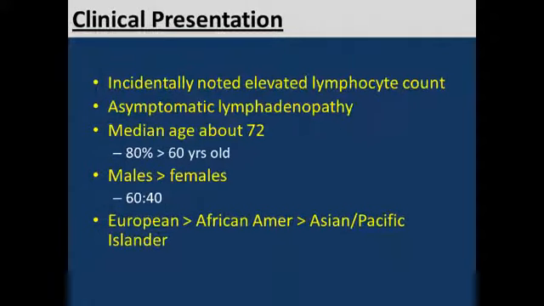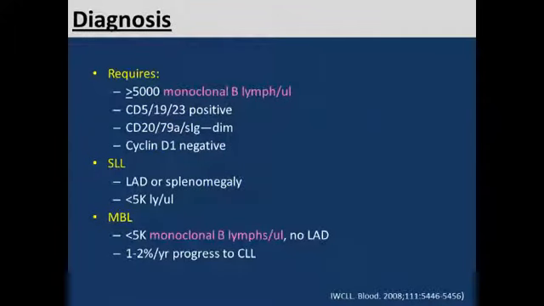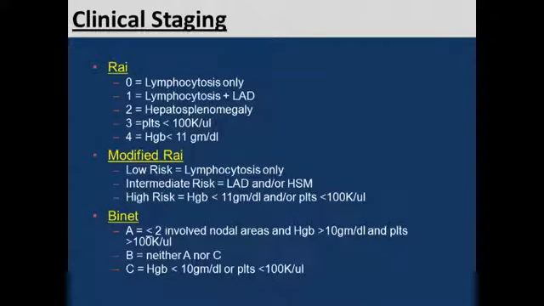So let's see, the clinical presentation of CLL is usually patients have an incidentally noted elevated white cell count or asymptomatic adenopathy, and this prompts workup. The median age is about 72 when we look at population-based studies rather than clinical trial-based studies. Most patients are older than 60, males greater than females, and as Dave said, most of the patients are of European descent. And he went through the diagnosis of CLL pretty well, the common immunophenotype and the question about SLL and MBL.